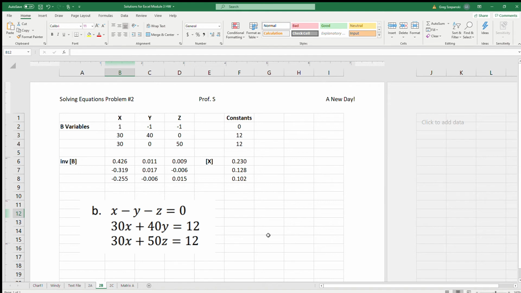Here's the second one. The trick for the second one is, again, these need to be in standard form. The second equation has an x and a y, no z, so the z is a 0. The third equation has an x and a z, so the y is 0. You can see I have those zeros as placeholders. If you don't put those zeros in, your solution is going to be wrong. My solution at the end: x is 0.230, y is 0.128, and 0.102 is z.